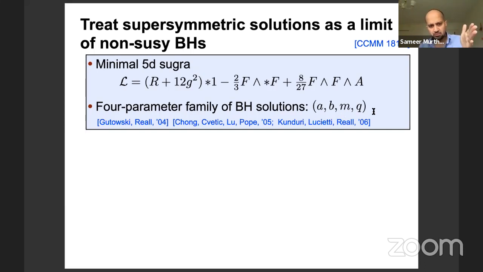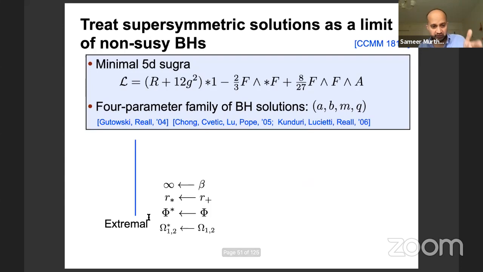In this 4-parameter family, if you write the extremality condition, which means that the two event horizons approach each other, so the temperature goes to 0. And on this surface, as I just showed, these chemical potentials get frozen. So that's a codimension 1 surface, a 3-parameter family.